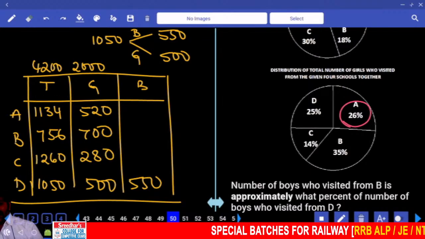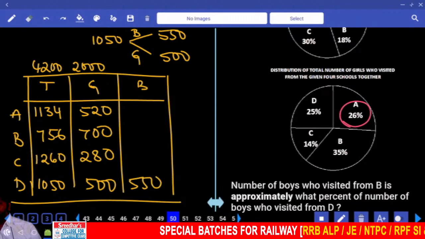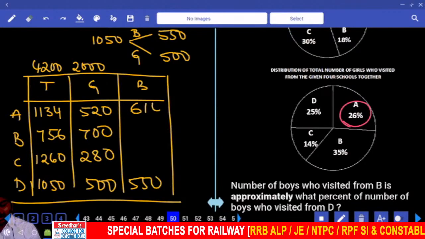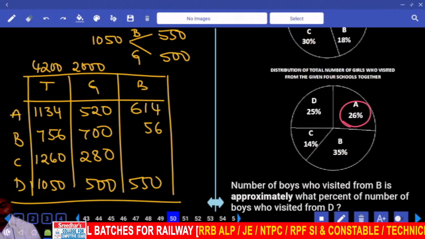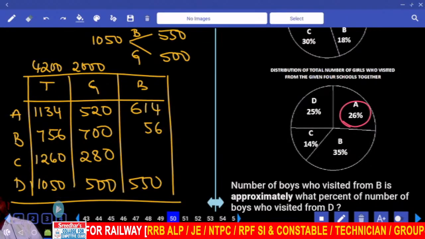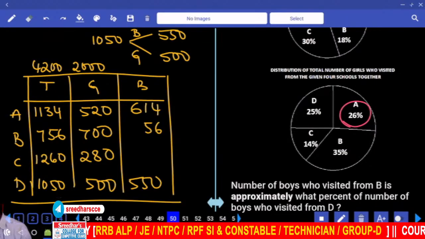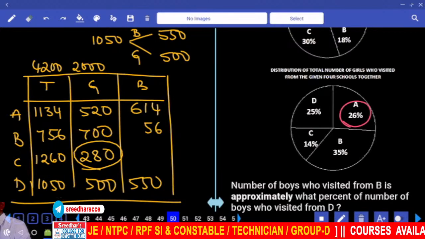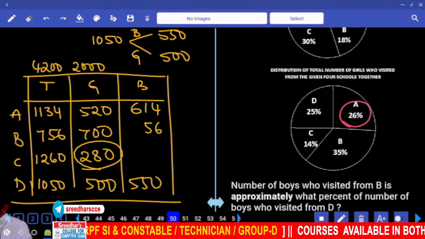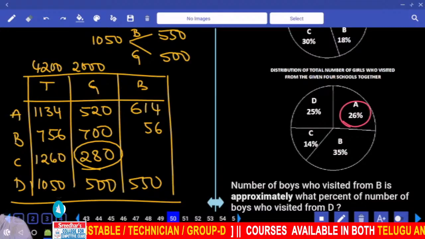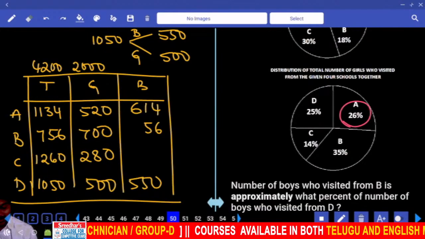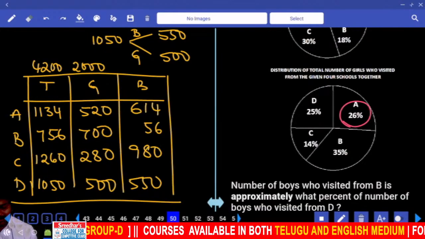3 more values are there. Let's fill it. No problem. Okay now. 6, 1, 4, 56. Subtract 260 first instead of 280 because you will get a round figure. Then you can subtract 20 later. Is that okay? Answer 980. Entire value is there.